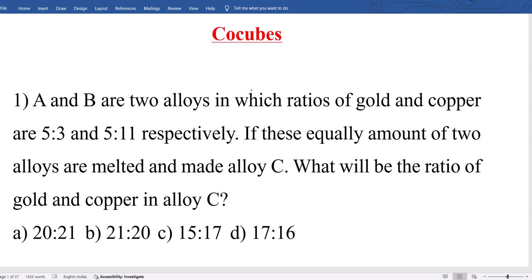This Cocubes related quant question. See, I'm discussing more on quant, not so much on reasoning. Because in Accenture, when we discuss, there is more stuff related to reasoning. So I'm focusing more on quant.